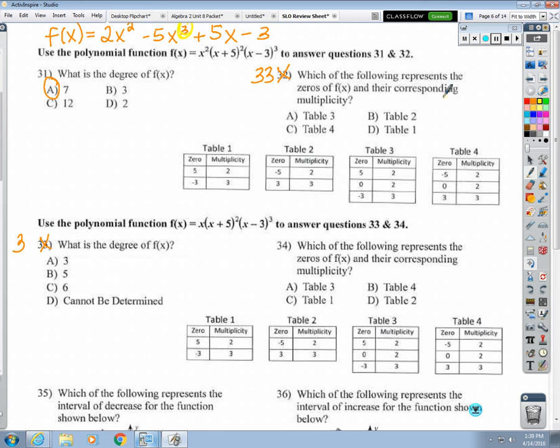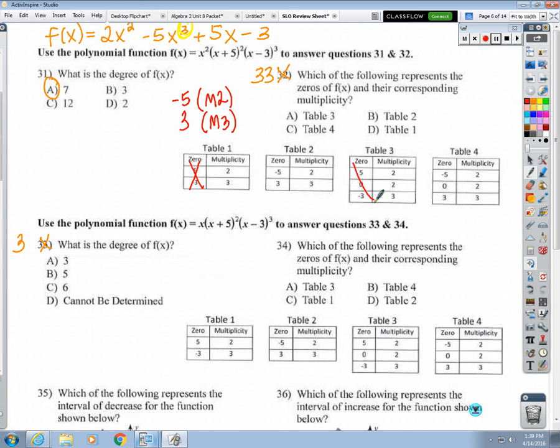Kinda? Okay, number 33. Which of the following represents the zeros of f of x and their corresponding multiplicity? Okay, well, when somebody tells you x plus 5, where does that actually cross the x-axis? Negative 5. Okay, and since it's squared, doesn't that mean it's a multiplicity of 2? It's going to bounce at negative 5. X minus 3 means it actually crosses at positive 3, and it's cubed, multiplicity of 3, which means it's going to flatten out there.